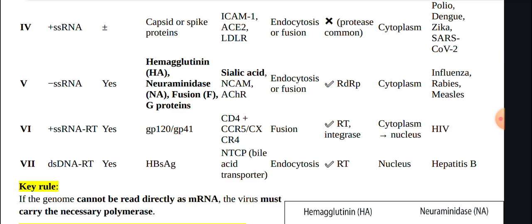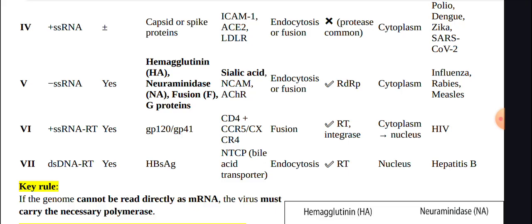So that's the Baltimore classification. It's not just a list. It's a map of the logistics required to hack the cell. It's a beautiful system for understanding the logic of infection. But a genome is just software. The golden rule says we also need to look at the hardware, the physical tools of the trade. Right. You can have the best code in the world, but if you can't get it inside the computer, it's useless. The hardware determines entry, exit, and even pathology.